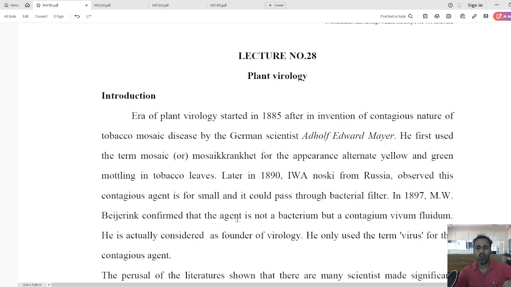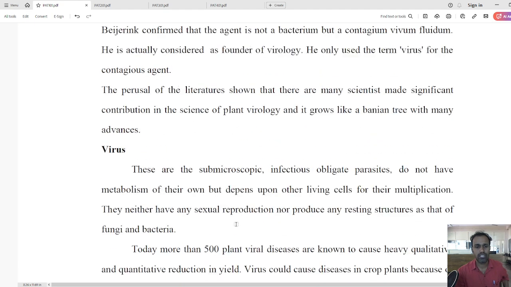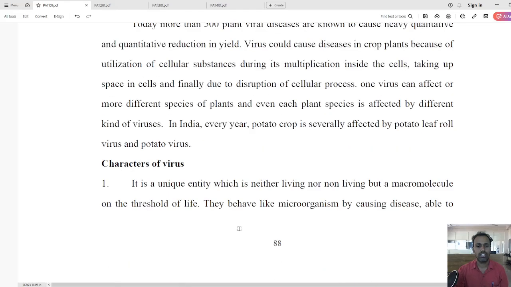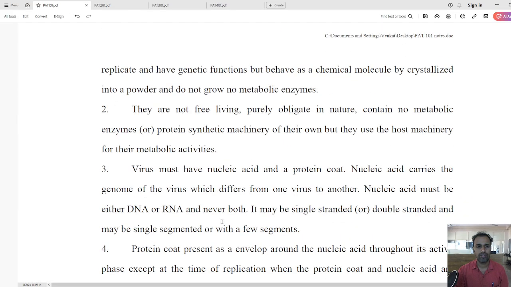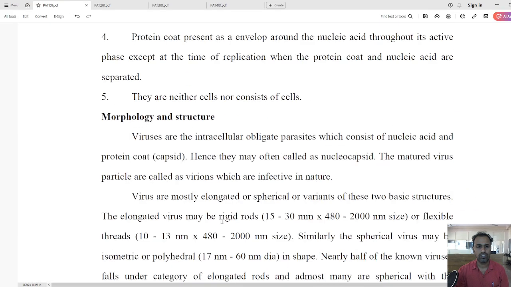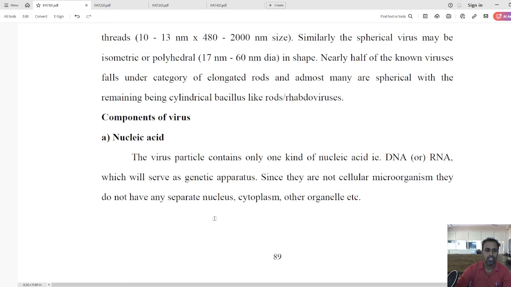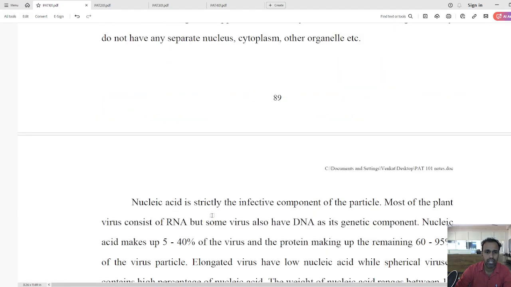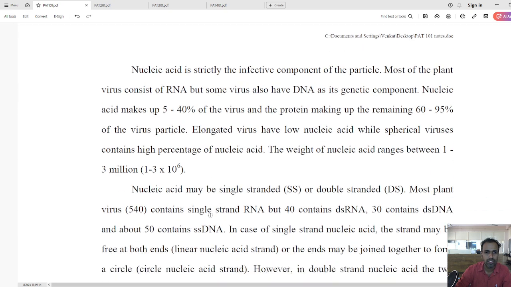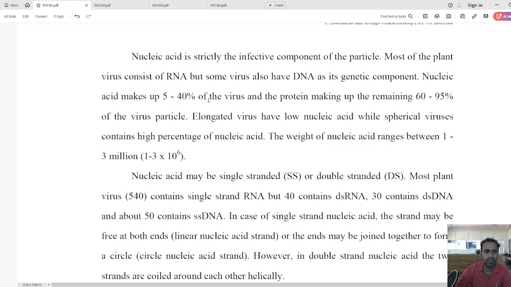Then coming to plant virology, I already told about that. You have to remember these scientists, virus, what all the things are there. Viruses are obligate parasites. The nucleic acid component, RNA or DNA, I already told. The nucleic acid makes up 5 to 40% of a virus, and the protein coat.